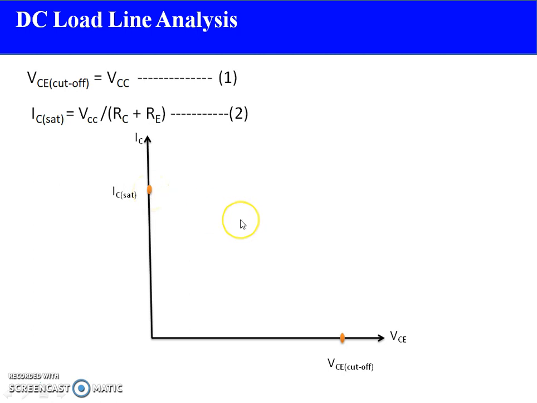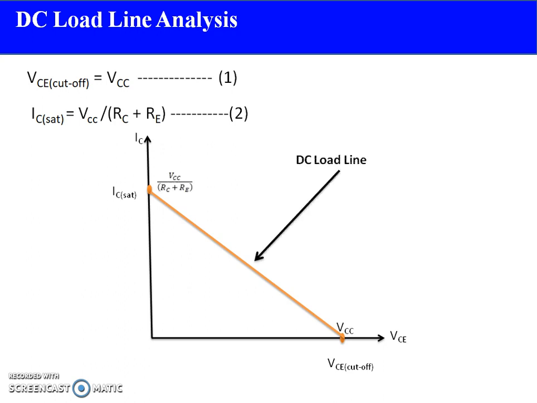By interconnecting these two points with a straight line, this line is called a DC load line. So a DC load line can be plotted with two points, the cutoff point and the saturation point. This is the way by which we can plot a DC load line, where the cutoff point is given by VCC while the saturation point is given by VCC upon RC plus RE. So in general we can say that the slope of the DC load line is proportional to 1 upon RC plus RE.